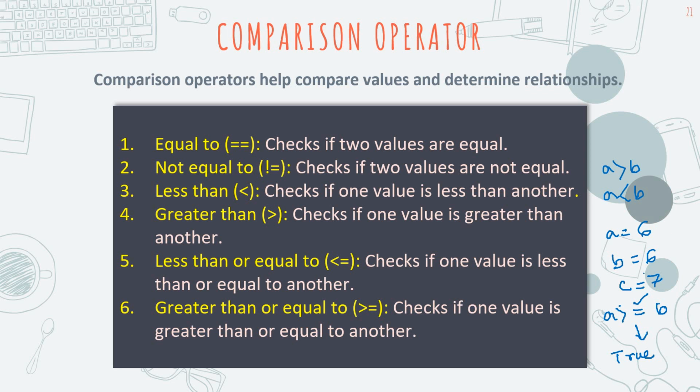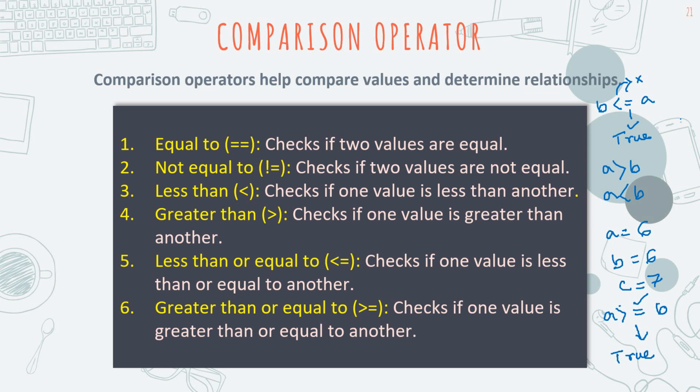Same thing happens for less than or equal to. Let's say B is less than or equal to A. It is definitely not less than A, but yes, it is equal to A. So here we can simply say that yes, this statement is true because B is equal to A.